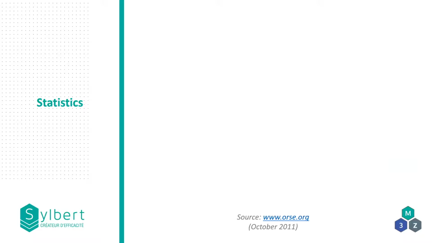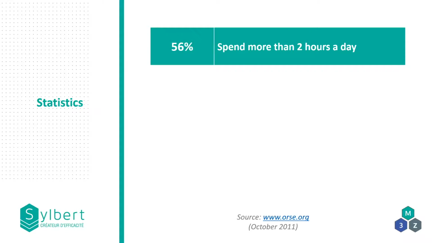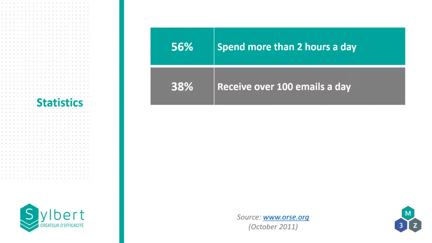To make you feel better, I'll share with you some statistics from 2011 that are nowadays still a big part of the issue with task and email management. 56% of workers will spend more than 2 hours a day managing their email. 38% will receive over 100 emails on a daily basis. Without an effective email management system, it's very normal that you don't feel in control of your inbox.